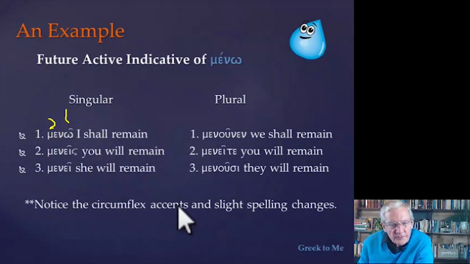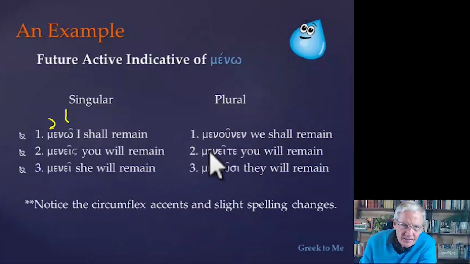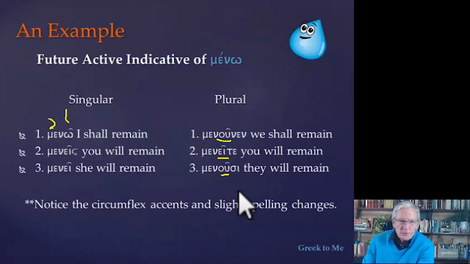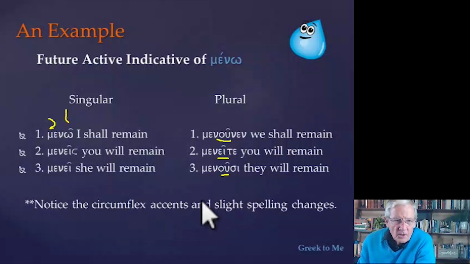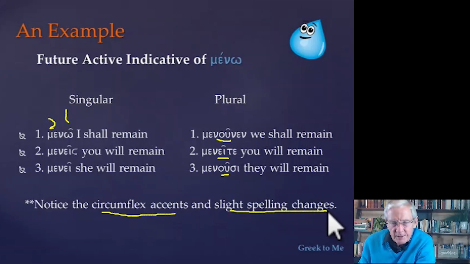Then take a look at the future. We see a little shift of ending here. We have menumen instead of amen. We have meneta instead of eta. And here in the third person plural, we have the omicron upsilon, and then there's the circumflex accent. So we notice here the circumflex accents and then some slight spelling changes.